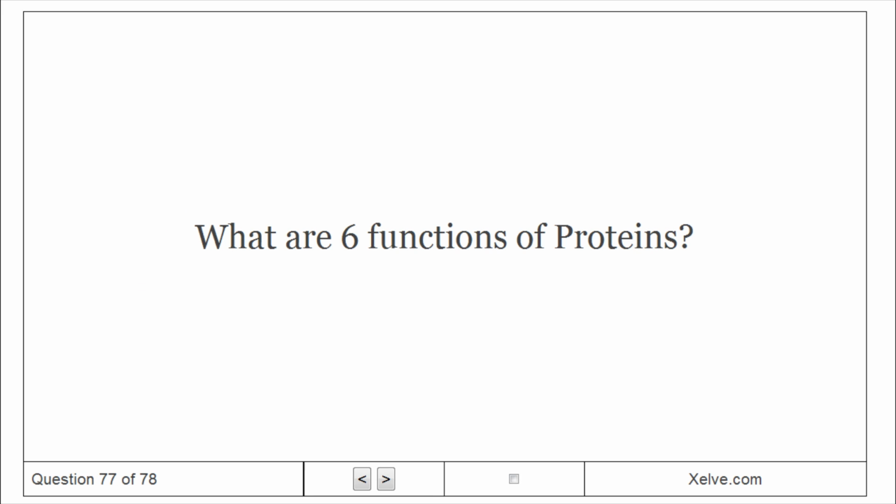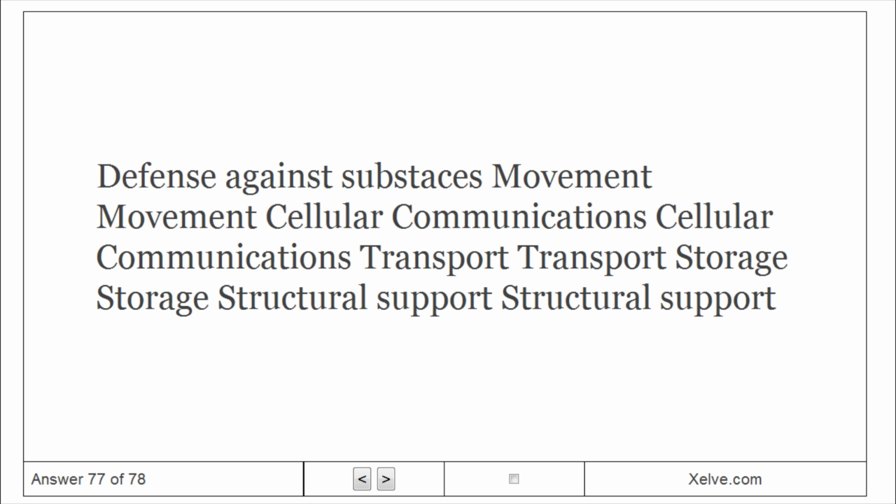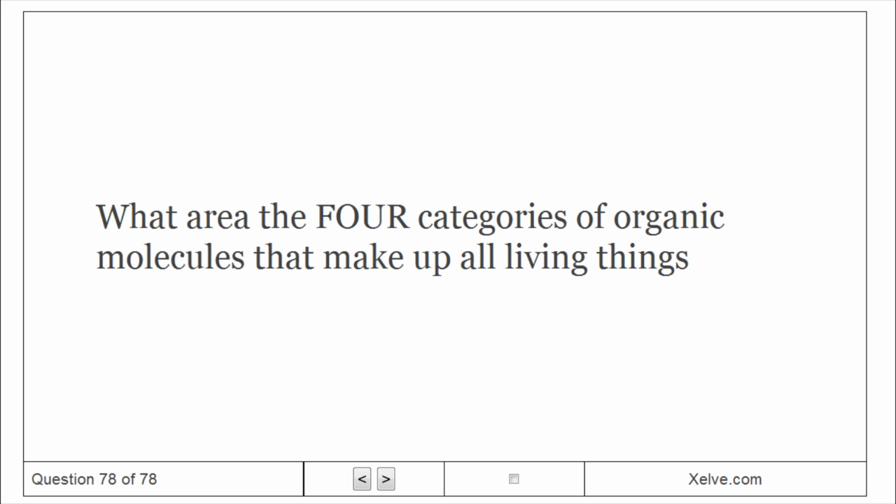What are 6 functions of proteins? Defense against substances, movement, cellular communications, transport, storage, structural support. What are the 4 categories of organic molecules that make up all living things? Proteins, lipids or fats, carbohydrates, nucleic acids, DNA.